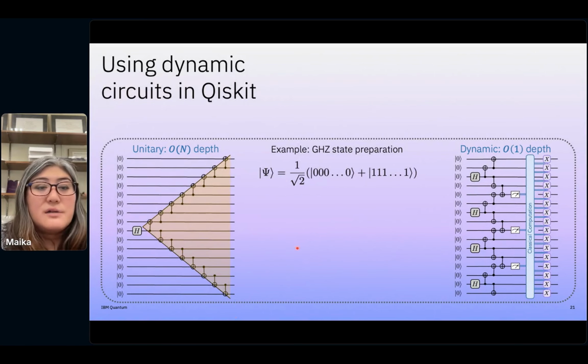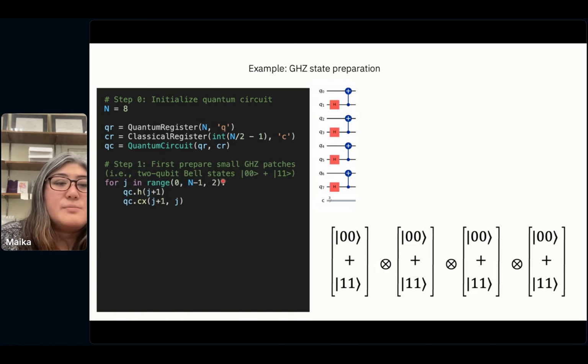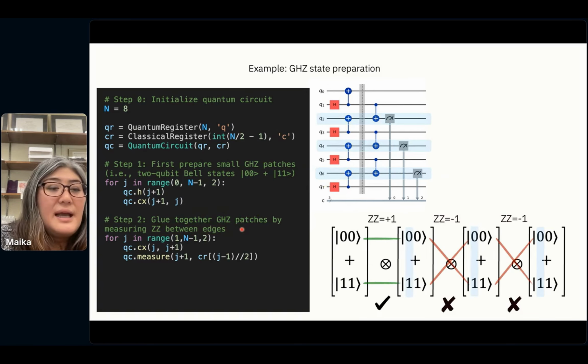So let's go back to the example of GHZ state preparation. So in Qiskit, let's choose n equals 8 GHZ. So you could prepare the circuits with Qiskit. In step 1, you prepare these small GHZ patches, which are just these 2-qubit Bell states. These are these 4 Bell states that you see at the bottom. And step 2, you glue the GHZ patches by measuring ZZ between edges. So these are the edges that you want to glue together. And then if you look at the circuit, when you measure these qubits, you want to look at the ZZ.